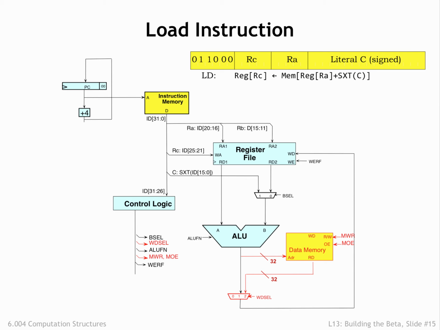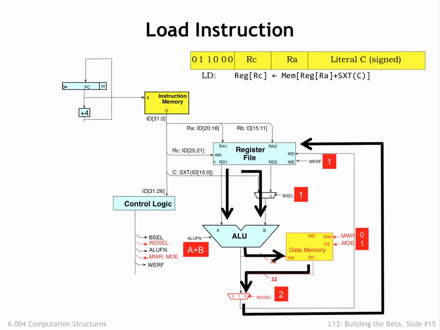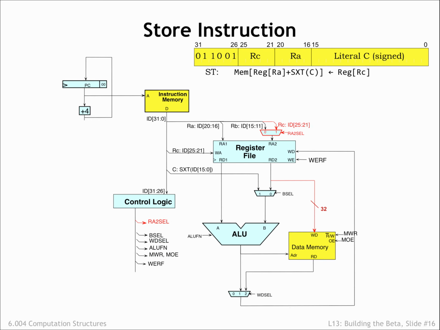Let's follow the flow of data when executing the load instruction. The ALU operands are chosen just as they are for the ADDC instruction, and the ALU is requested to perform an add operation. The ALU result is connected to the address port of main memory, whose control signals are set for a read operation. The WD cell control signal is set to 2 to route the returning data to the register file.